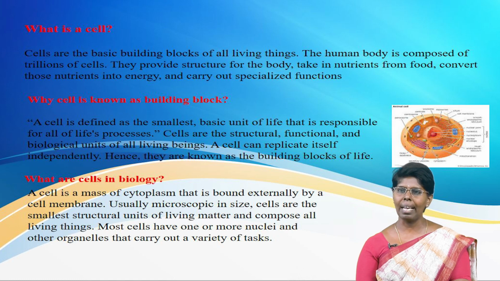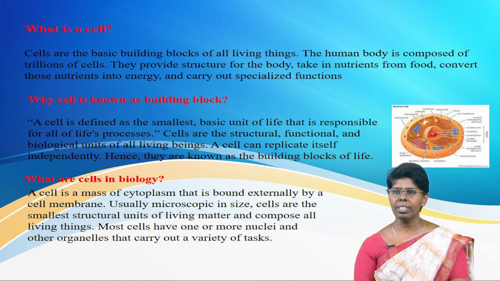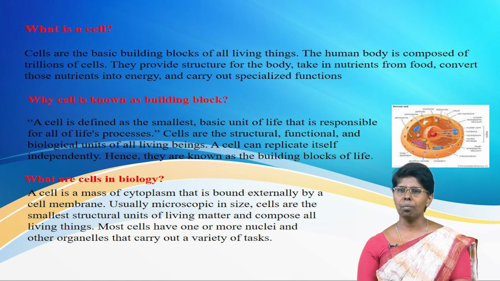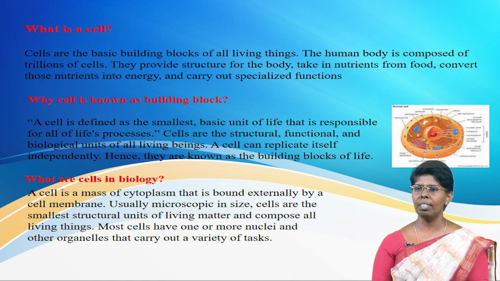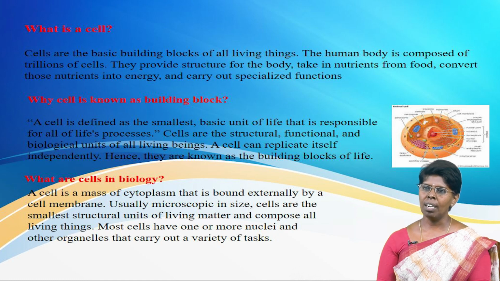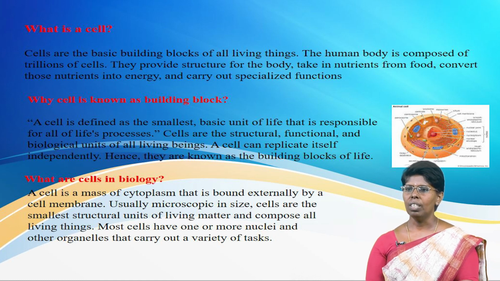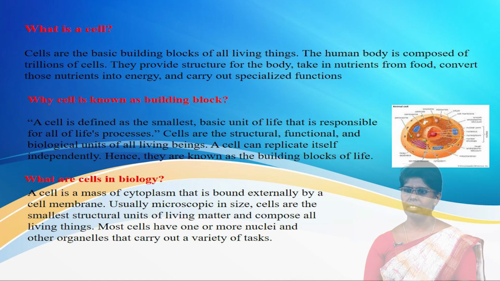So what is a cell in biology? As a biologist, there is a specific definition we have to give. A cell is a mass of cytoplasm that is bound externally by a cell membrane. Usually it is microscopic in size. Cells are the smallest structural unit of living matter and compose all living things. Most cells have one or more nuclei and other organelles that carry out a variety of tasks. Depending on the cell, the number and structures will vary.